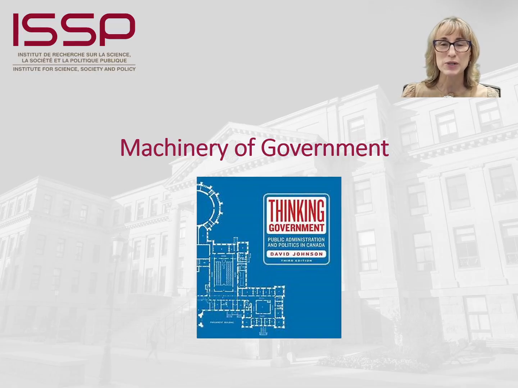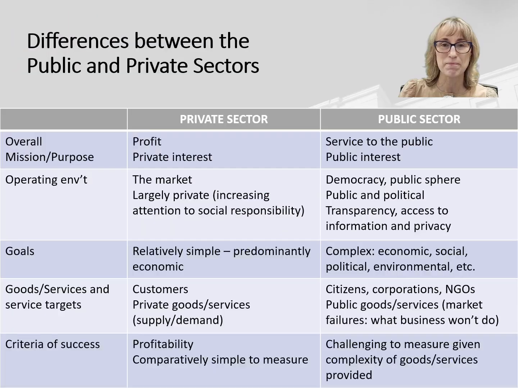And you'll see throughout the presentation there are a number of images that I've included of different books, different textbooks that you might find of interest in terms of learning a little bit more about the topic. So when it comes to machinery of government, there's an excellent public administration text written by a colleague of mine, David Johnson, at University of Cape Breton, and it's called Thinking Government, Public Administration and Politics in Canada. So I'd highly recommend it for those who might be interested in learning more about public administration and some of the things we're going to be talking about today.